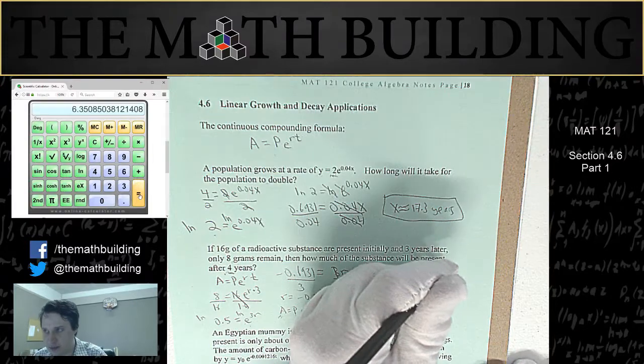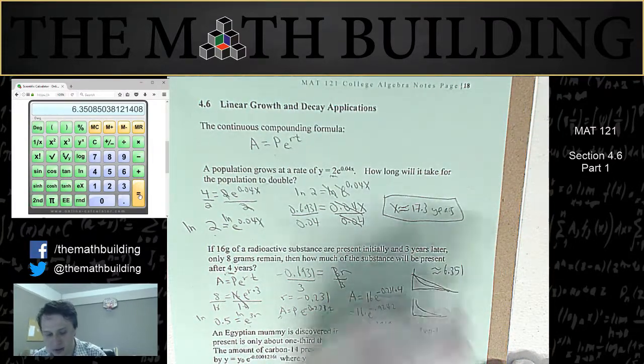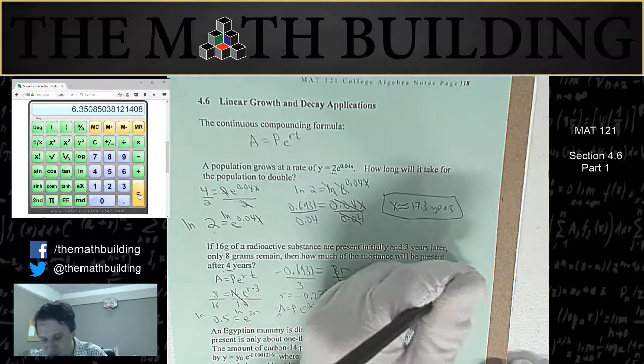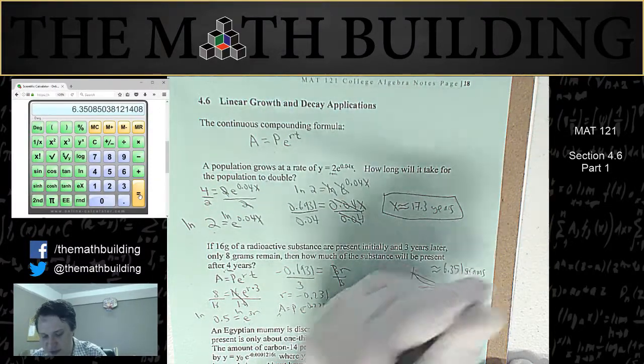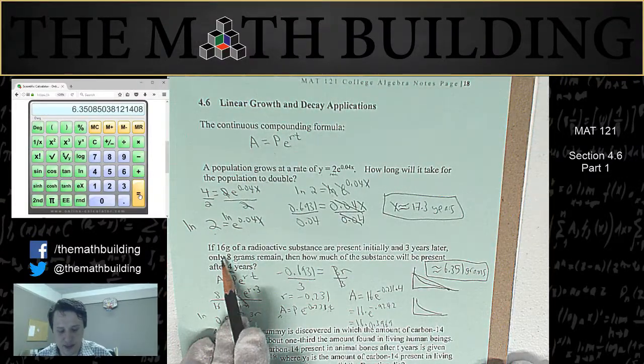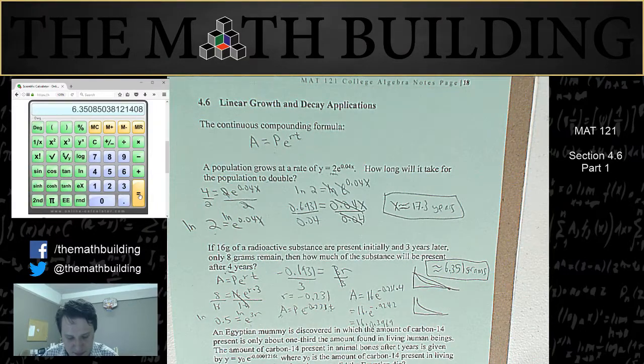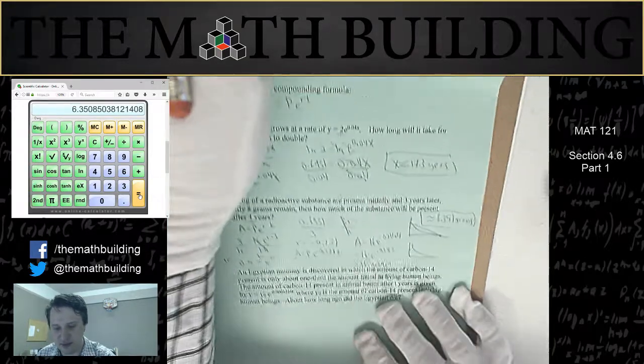So it's going to be 6.351, approximately, grams. That's the amount of material. So we started with 16. After 3 years, we had 8. After 4 years, it would be a little bit less, about 6.351 grams. Let's do this last one and wrap up this video.